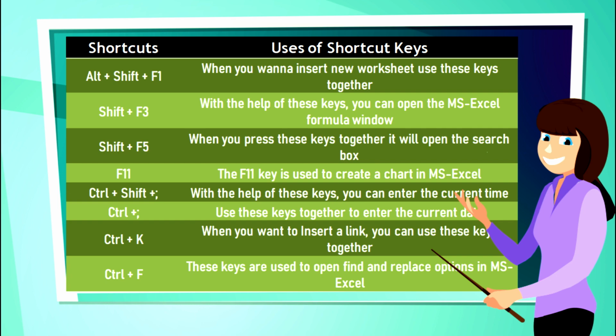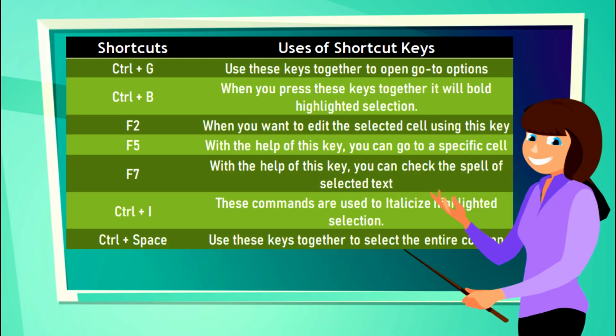Control plus K, when you want to insert a link, you can use these keys together. Control plus F, these keys are used to open find and replace options in MS Excel. Control plus G, use these keys together to open go-to options. Control plus B, when you press these keys together, it will bold the highlighted selection.